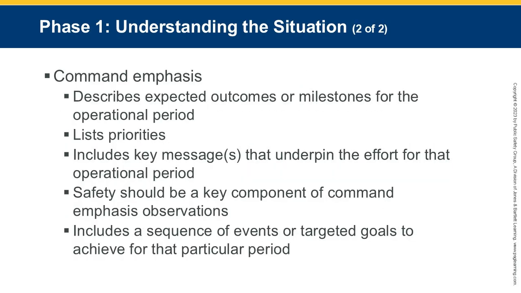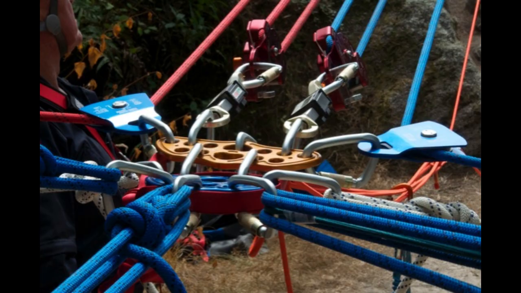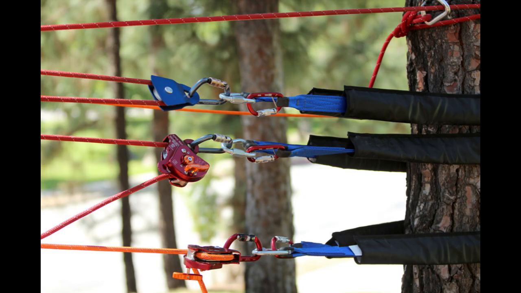Command emphasis is like your compass out in the field. It helps everyone know where we're headed, what's important, and how to stay safe along the way. It's not just a form on a page. It's the guiding light for the operational period. Expected outcomes or milestones. Think of these as the checkpoints for your rescue operation. What do we want to see accomplished by the end of this period? Maybe it's reaching a victim, setting up a rope system, or stabilizing a hazard. These give everyone a target to aim for and a sense of accomplishment as you progress.